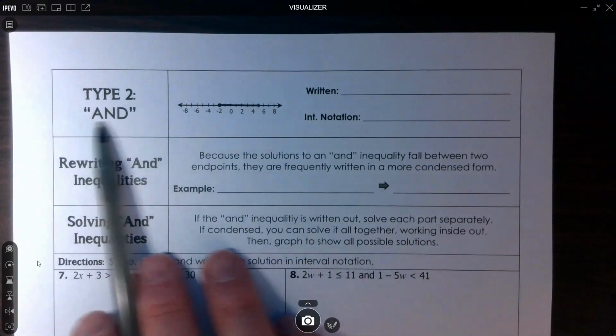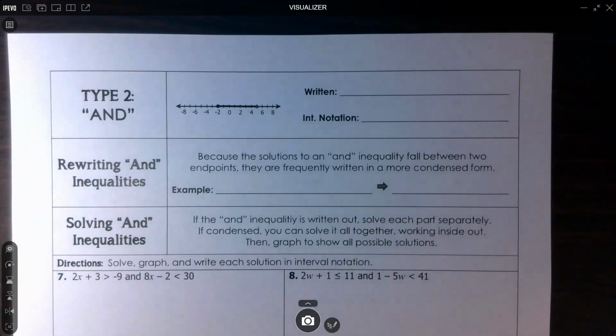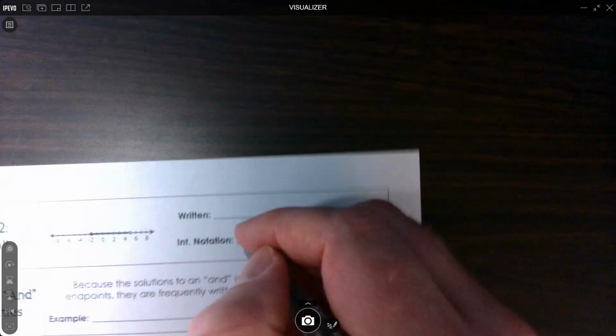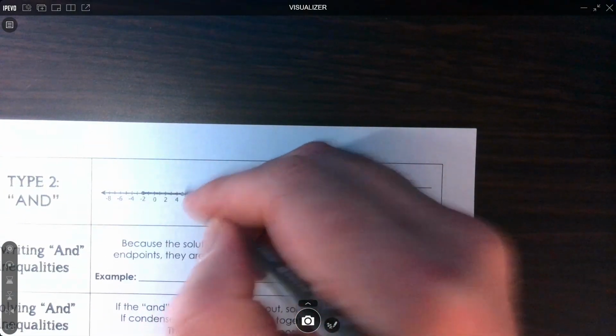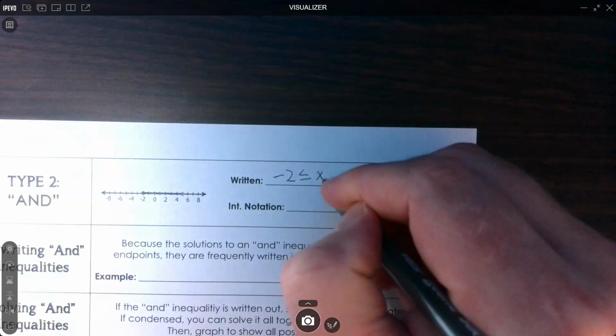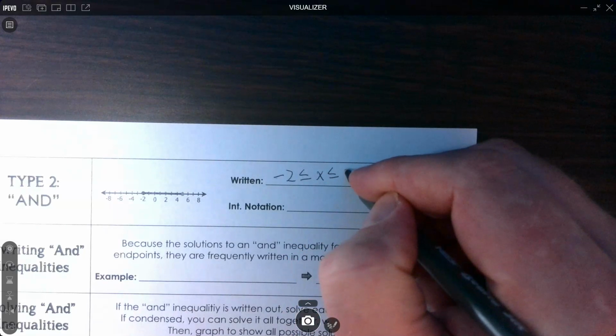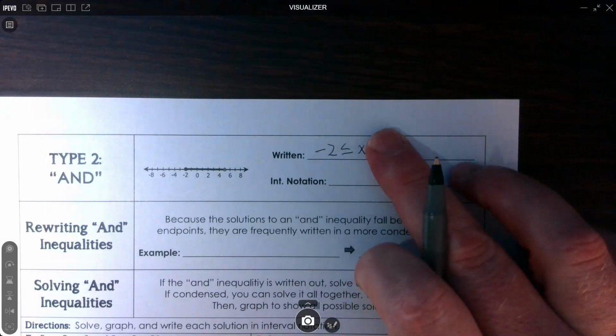So for instance, with this one, if we write this, it's going to look like this: -2, because it starts at -2 and ends at, looks like, 5. So -2 is less than or equal to x, which is less than or equal to 5. That's what it would look like compounded. Basically, it's two of them in one.